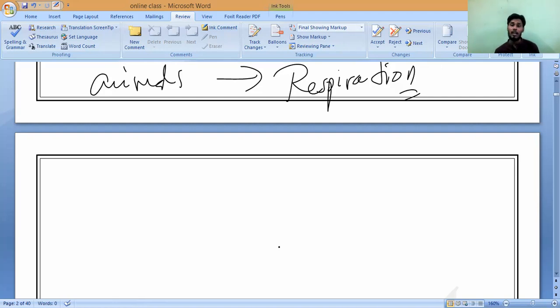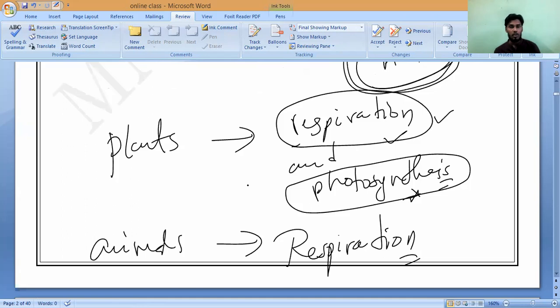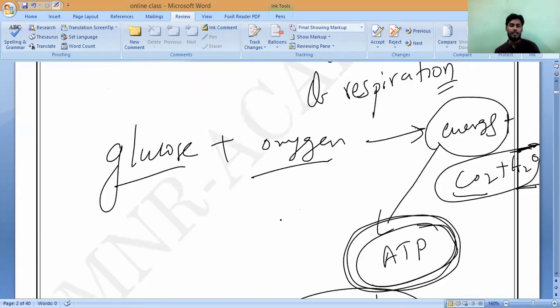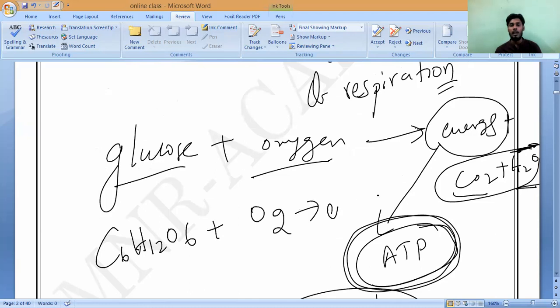That is all you have studied in class 7th, correct? Nutrition in plants you will study. So this is called the respiration reaction. Glucose reacting with oxygen. If you want, you can write the formula also. What is the glucose formula? C6H12O6 with oxygen, which will form energy plus carbon dioxide plus water.